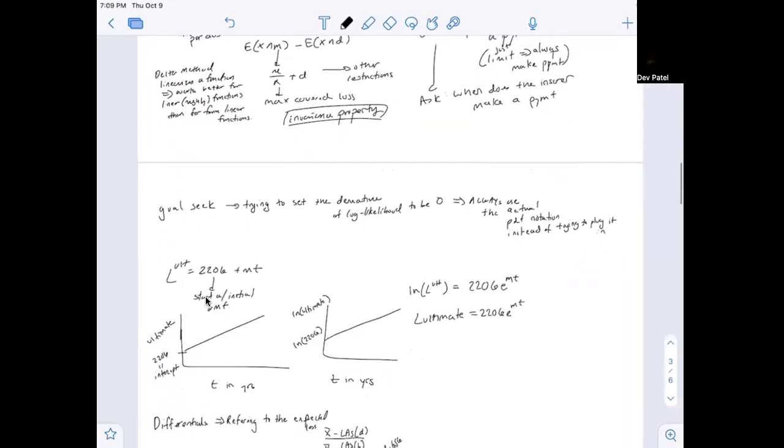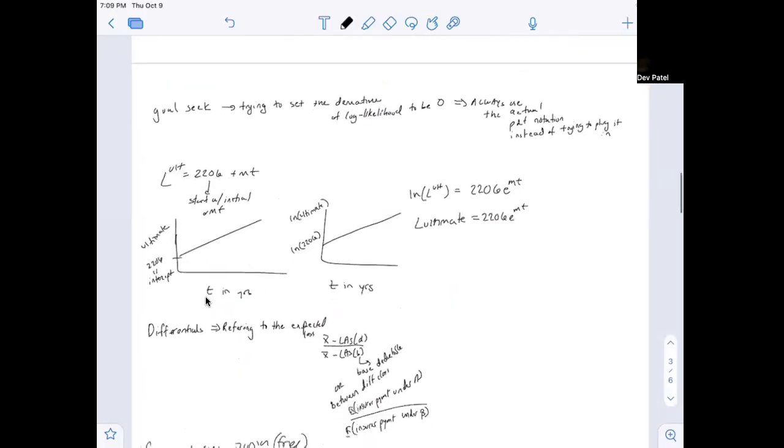Goal seek: when you're trying to set the derivative of the log likelihood to zero, you want to set the target value to be zero. What do you want to set to zero? The derivative of the log likelihood. You want to maximize it, so that's how you find the critical points. And typically, whenever there's a goal seek question that asks you to get the individual values, always use the actual PDF notations instead of trying to plug in the natural logs.